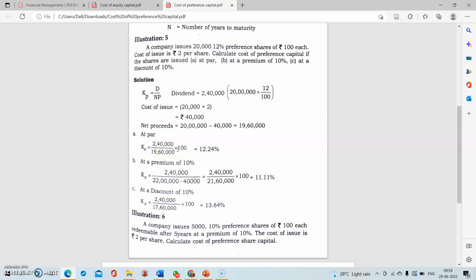And dividend is going to be the same, 2,40,000 only, because it is always calculated on the face value. So 2,40,000 divided by 19,60,000 into 100, that is 12.24.